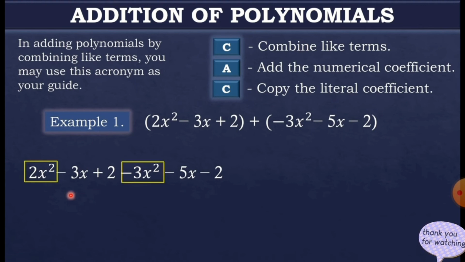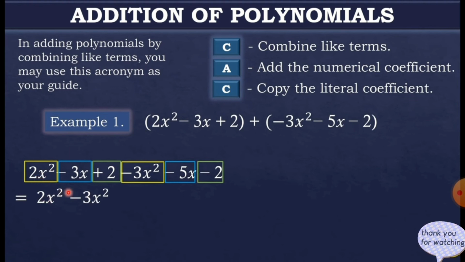So si 2x squared and negative 3x squared ay like terms. Okay? Then si negative 3x at si negative 5x, you can check here, are also like terms. So pare sila. So magkatulad sila ng variable at exponent. At yung constant, positive 2 and negative 2. Sila rin yung pares kasi puro silang constant number. So they are both constant.